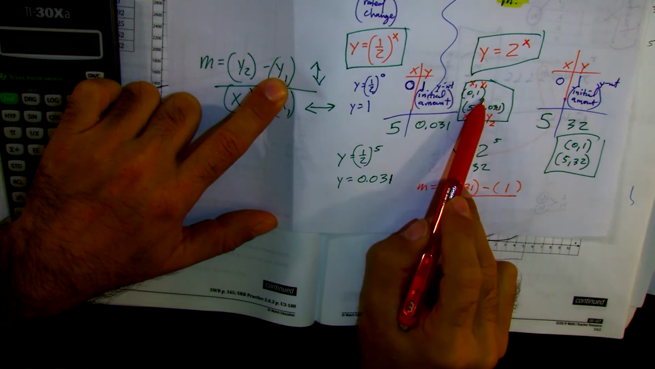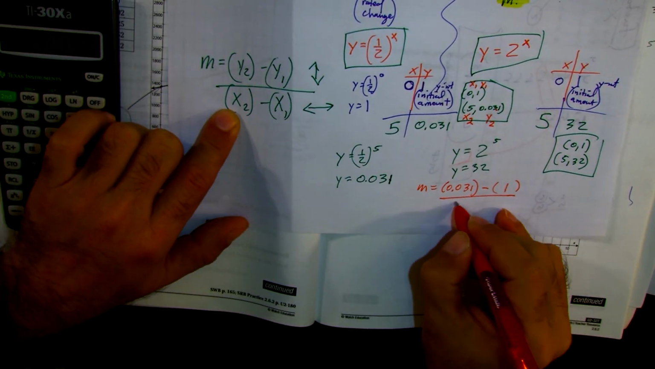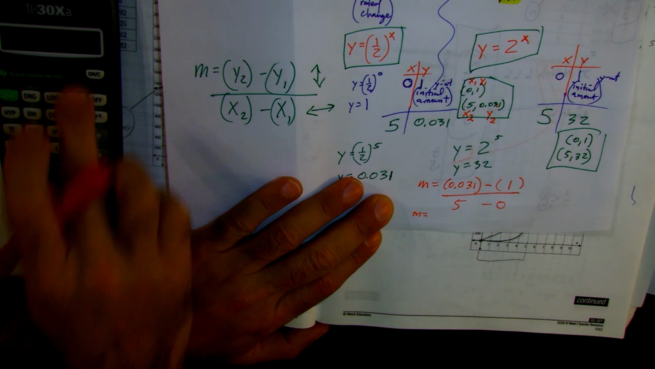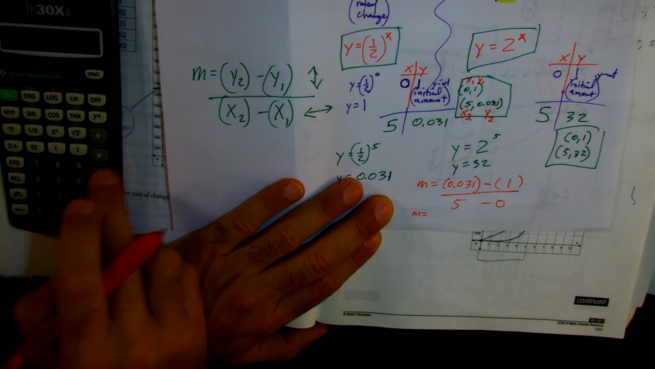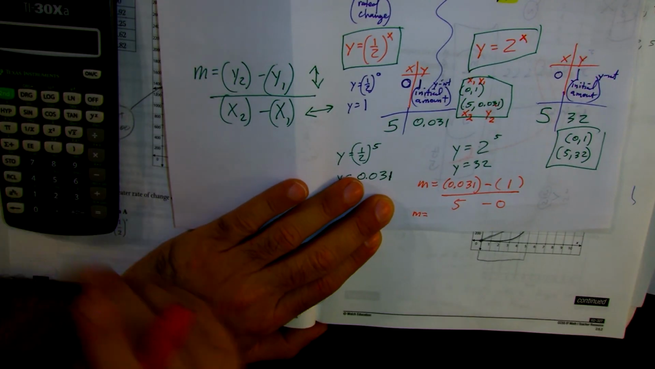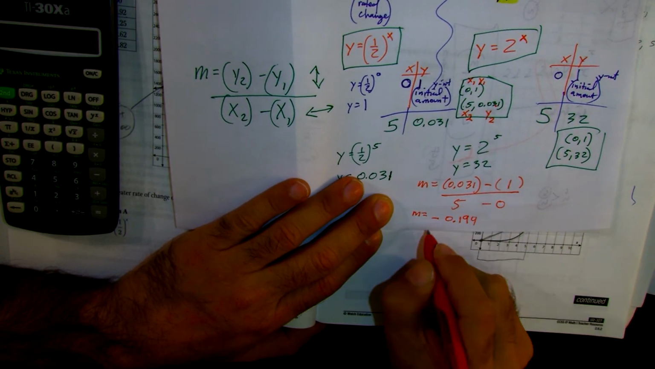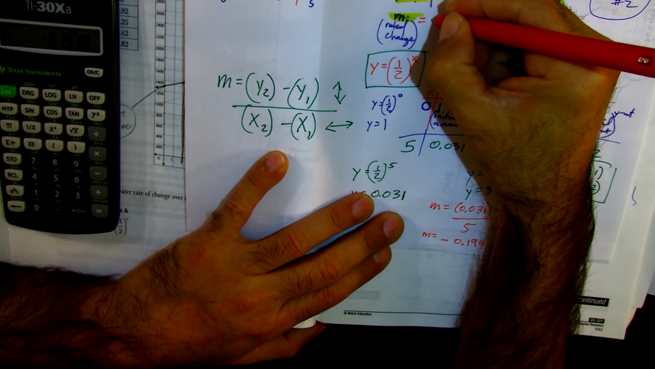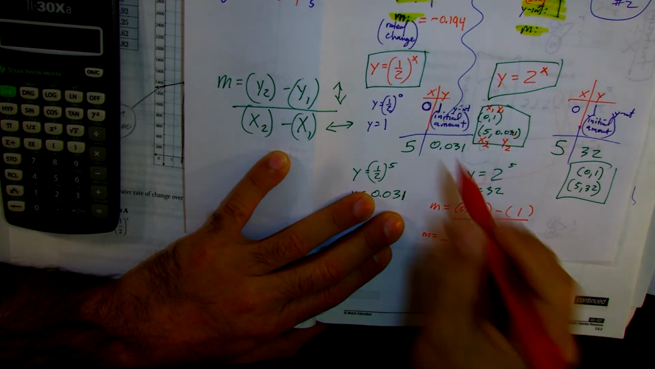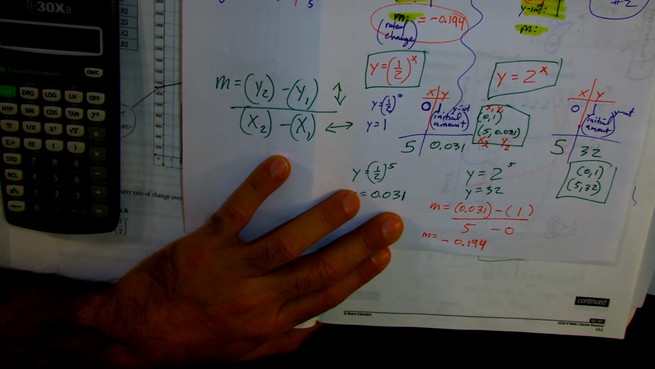So I just plugged in y2, y1 for my first function with these points that I figured out. On the bottom, we have x sub 2, 5, minus x sub 1, 0. All right, that's going to be nice. Let's see. We get 0.031 minus 1 divided by 5. All right, we get negative 0.194. So let's write it in here. Equals negative 0.194. All right, so I got my piece of information I was looking for there.